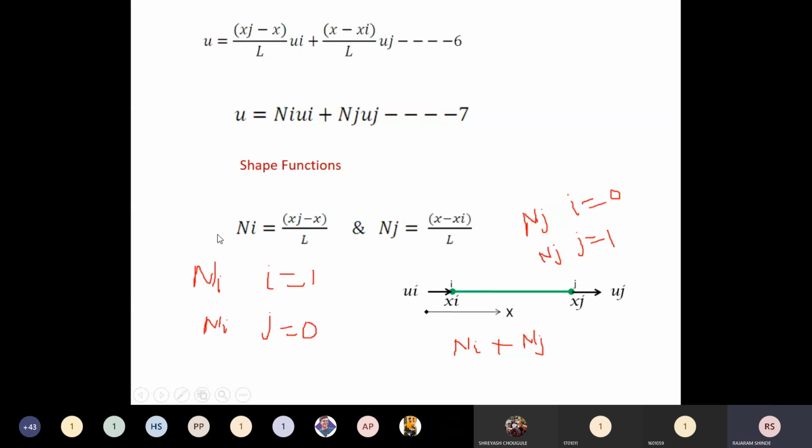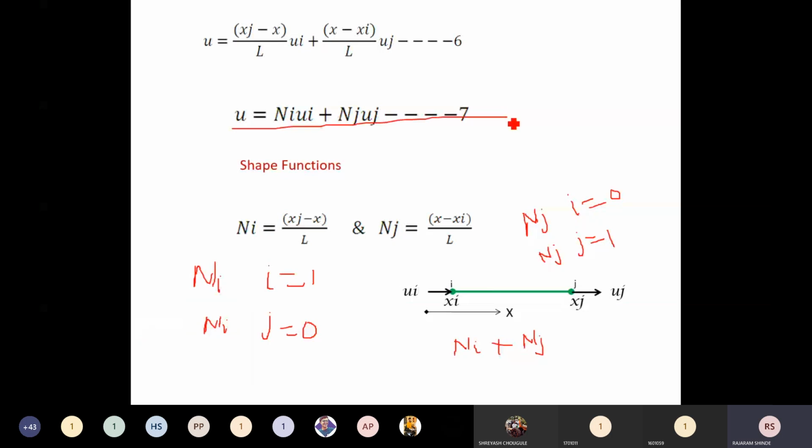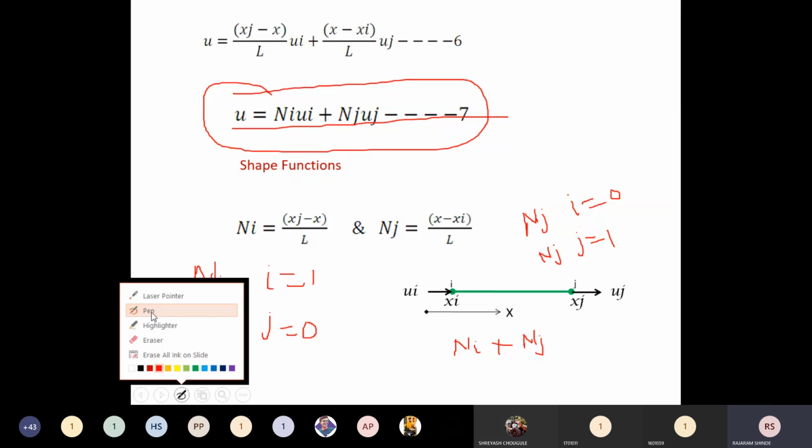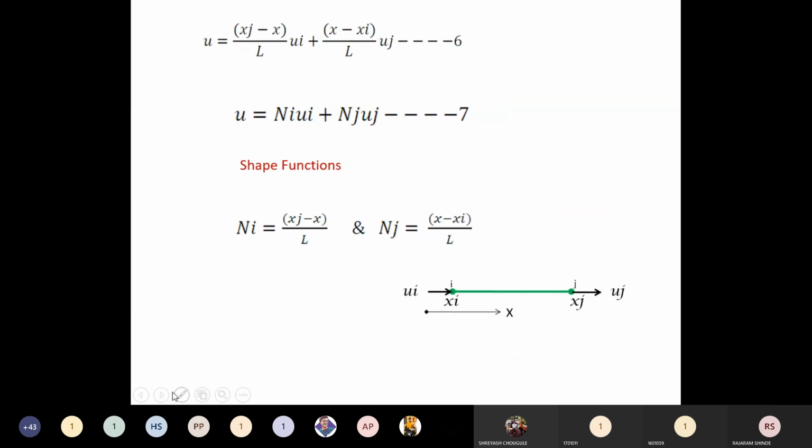Next, this is known as the interpolation polynomial, equation number 7. By this we can get the value of u at any point on the element. Now, after calculation of the interpolation polynomial, what is the next step? What is the next step after interpolation polynomial?